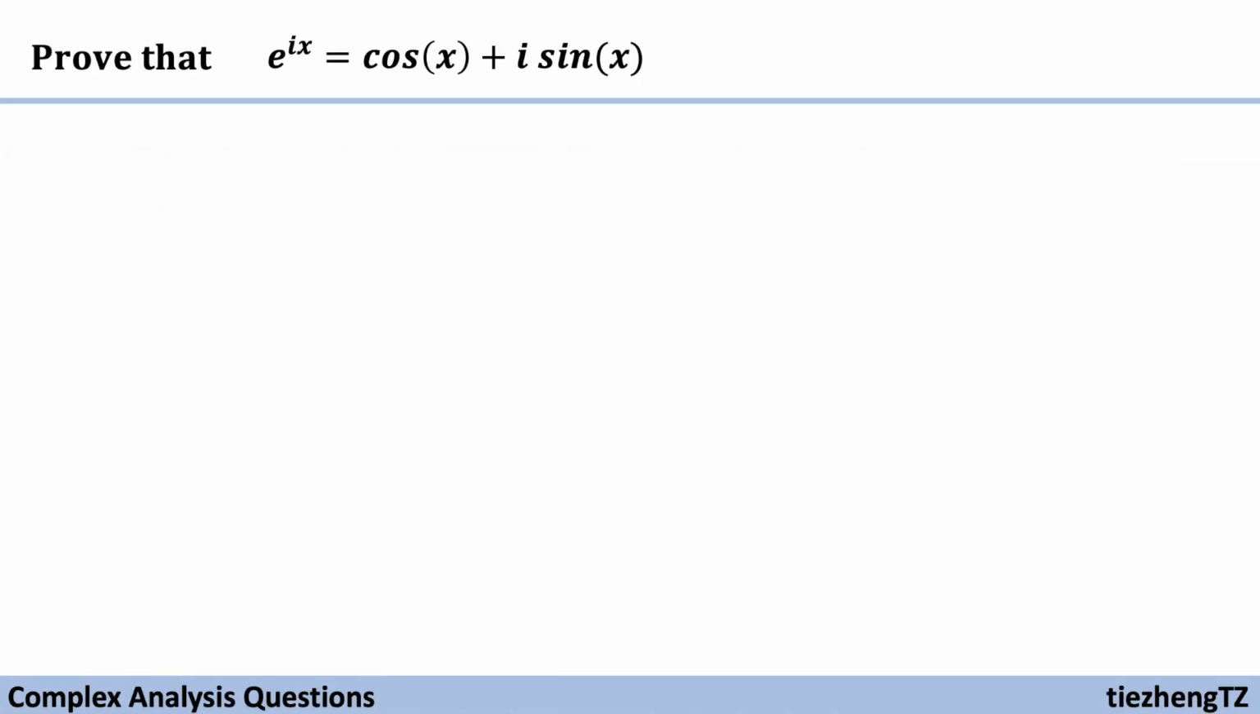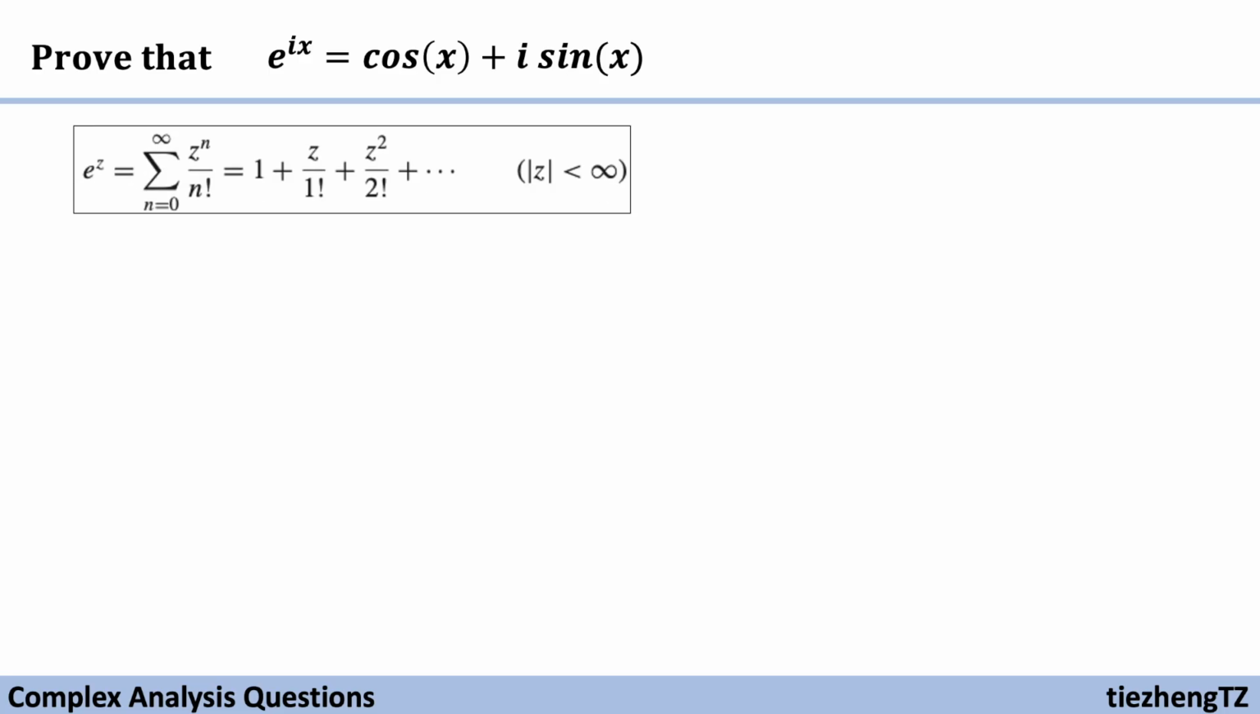This question is to prove that e to the power of ix equals cosine x plus i times sine x. In the complex analysis study, when we learn the chapter on series expansion, we know e to the power of z can be written as a series: 1 plus z over 1 factorial plus z squared over 2 factorial plus z to the power of 3 over 3 factorial, and so on. In this question, we're going to use this series expansion form to prove it.